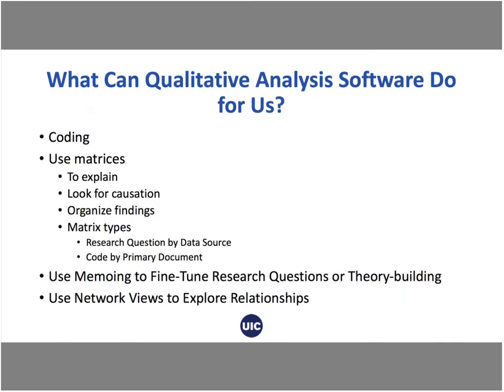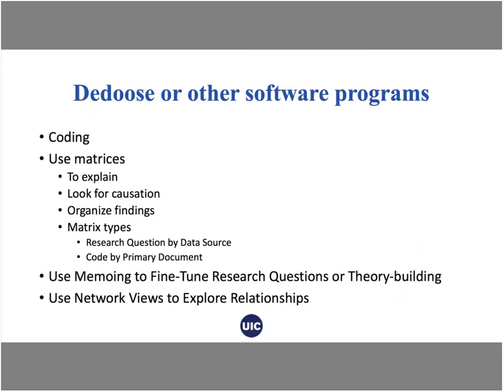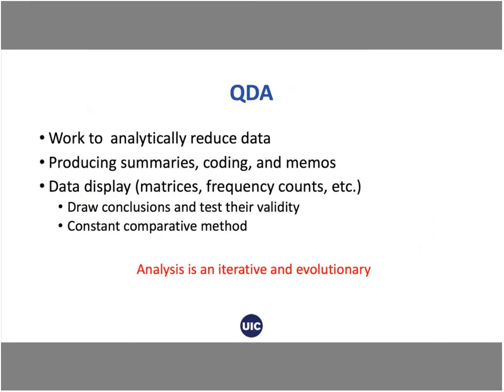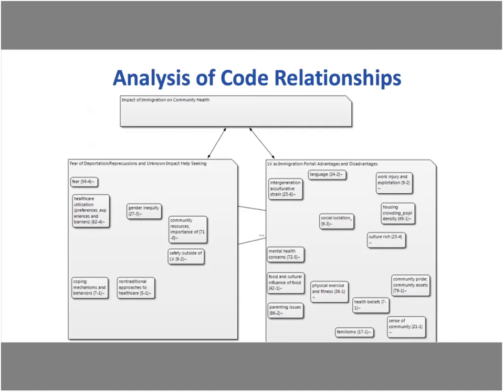So Dedoose is one kind of qualitative data analysis software. There's lots that you can use. What you're basically doing after is organizing the data, coding it, and then you're able to use the relationships across the codes and some of the analytic features to really tell you what's going on in the data. One of the important things that software programs can do, outside of storing, organizing, and analyzing your data, is a network analysis. Here it is. And that can help you look at the relationships between your codes.